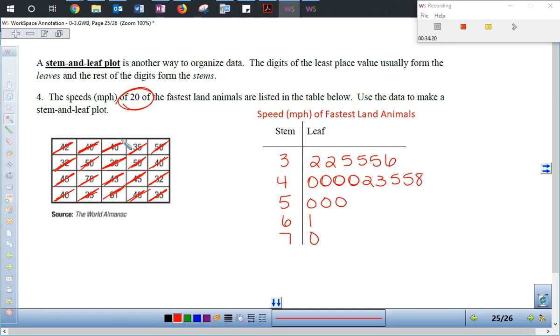Now again, how we read this: 32, 43, 50, 61. It's very important that we do not read it as 3 and 2, 3 and 2. That is one number. Now finally, there is one very, very important part of a stem and leaf plot that we need to have, and that is the key.